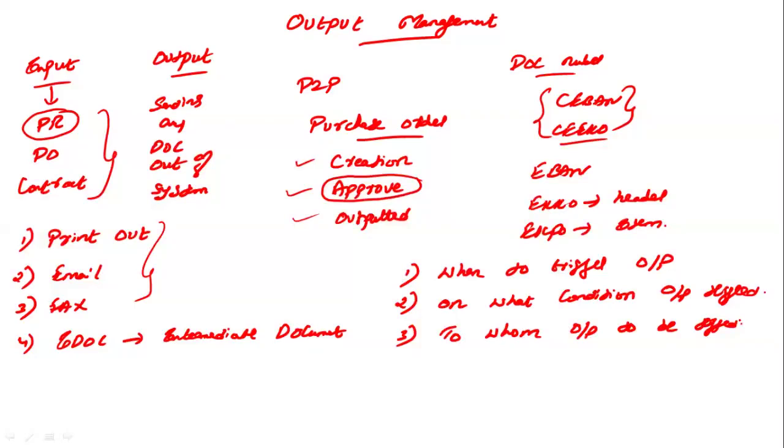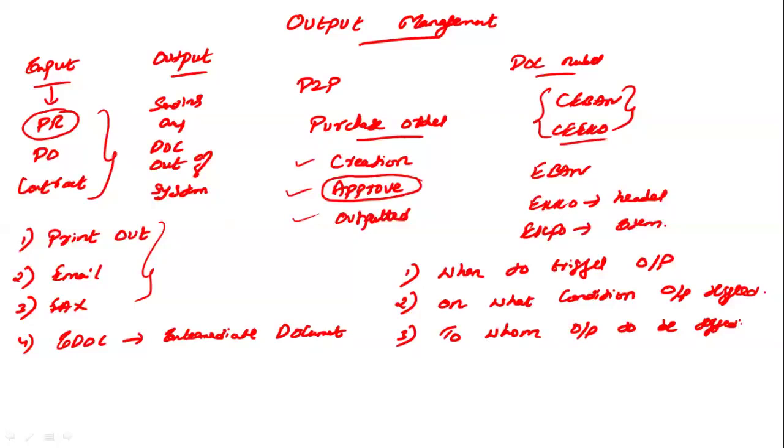So when you are configuring these things, when, what, and to whom, when you're doing this in the system, that is called output management. Basically, at a higher level, the answers to these three questions control to whom the output needs to be generated, when the output needs to be generated, and how the output needs to be generated. This mechanism is called output management.